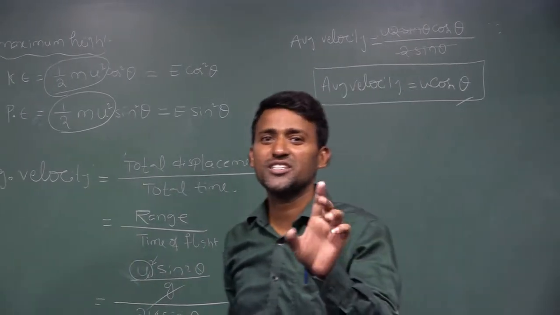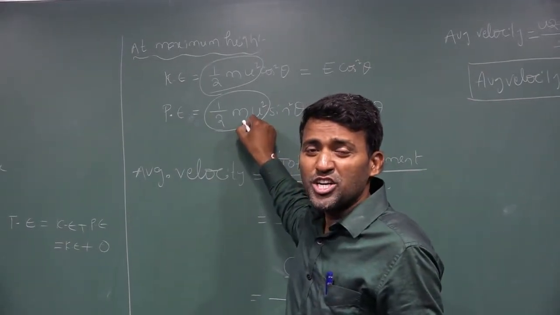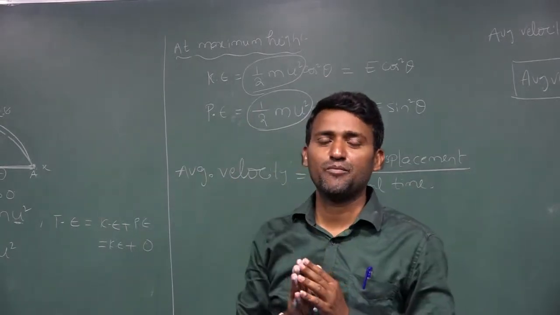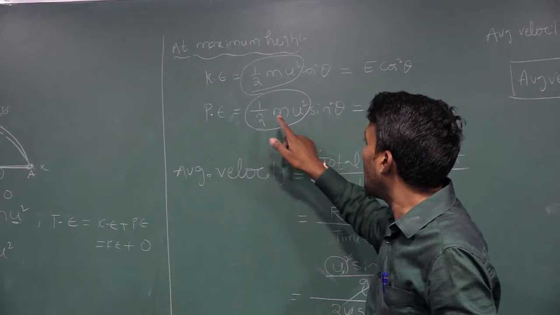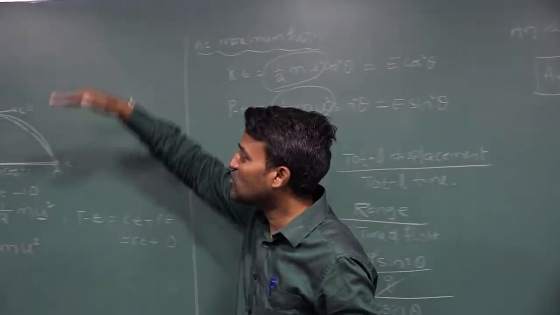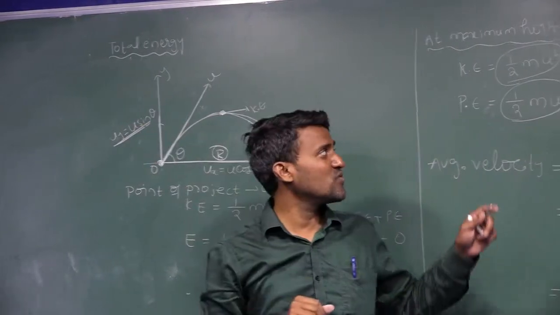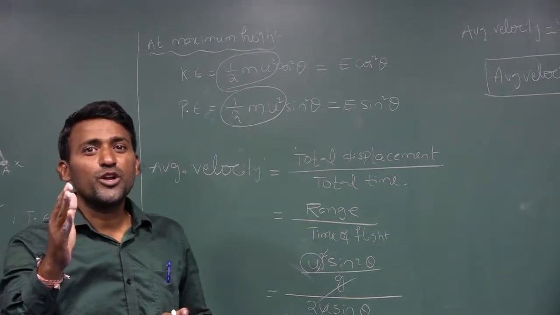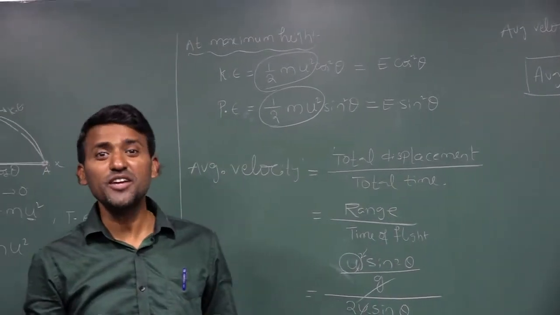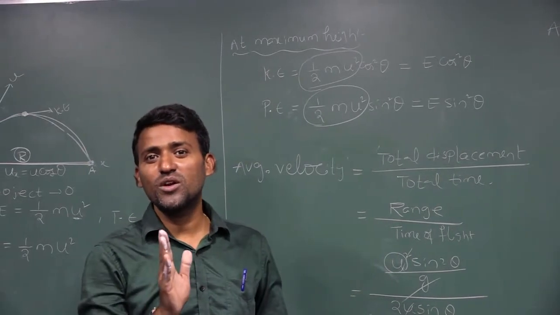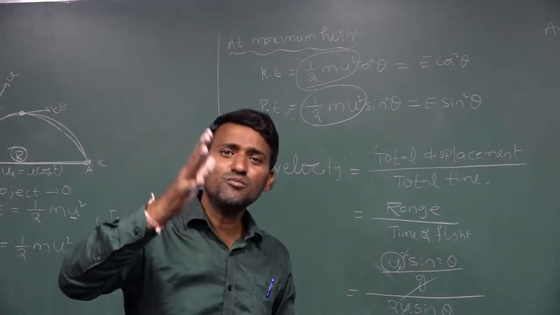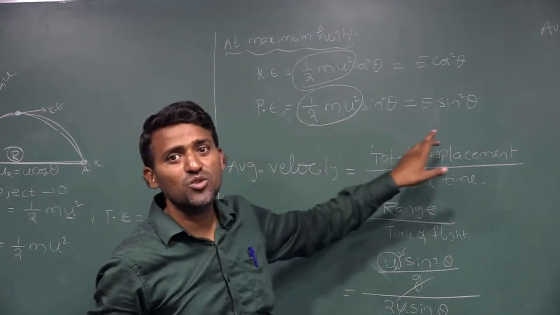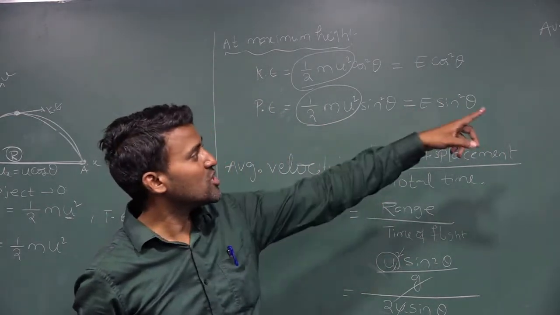Once again I want to stress one point here, students. Potential energy at the maximum height: the total kinetic energy is converting into potential energy. So half m u square, where u is the vertical velocity, u sin theta. That's why I have written u square sin square theta. You may think about the mgh formula for potential energy, but that depends on the situation. Here it is not mgh, here kinetic energy is converted into potential energy. That's why we have written this equation. At the maximum height, kinetic energy equation is cos square theta, potential energy is E sin square theta, and average velocity is u cos theta.